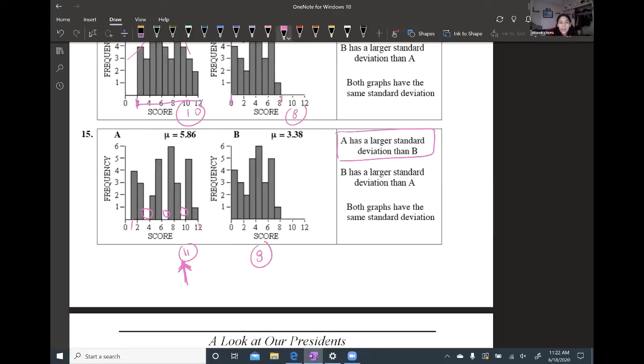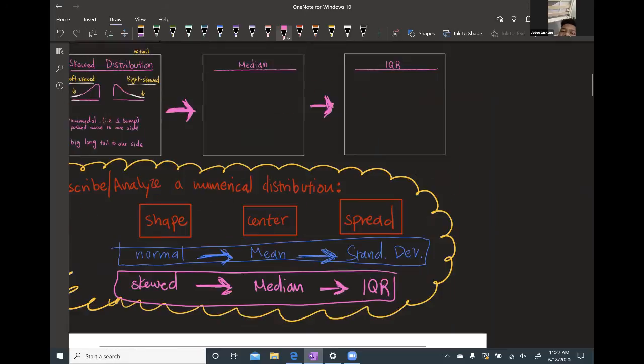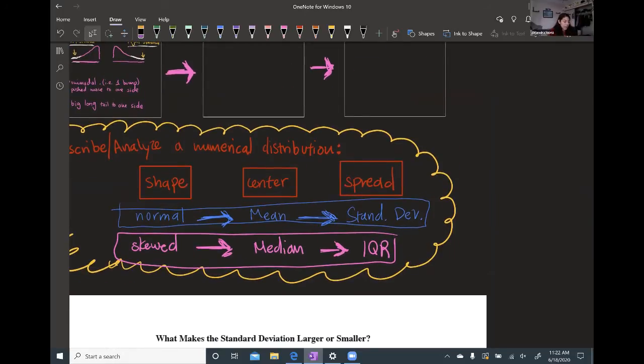Okay, any questions on any of those graphs? All right, just remember you have to know shape, center, and spread. Make sure that you know that for a normal, you're gonna calculate the mean and the standard deviation. And for skewed, you're gonna need the median and the IQR.